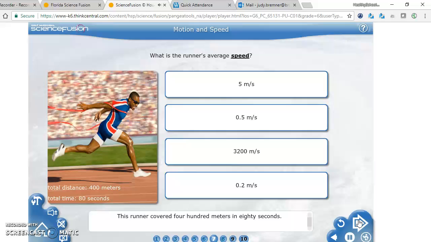What is the runner's average speed? The runner covered 400 meters in 80 seconds. His average speed would be 5 meters per second. Distance divided by time.